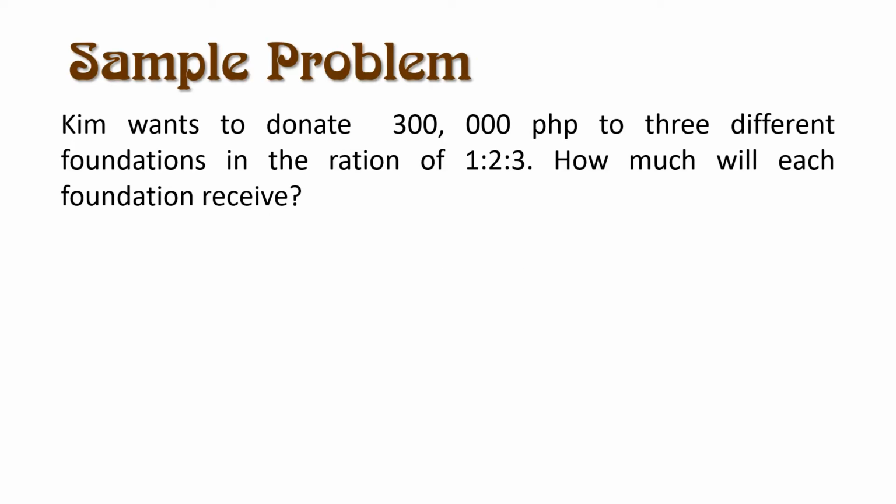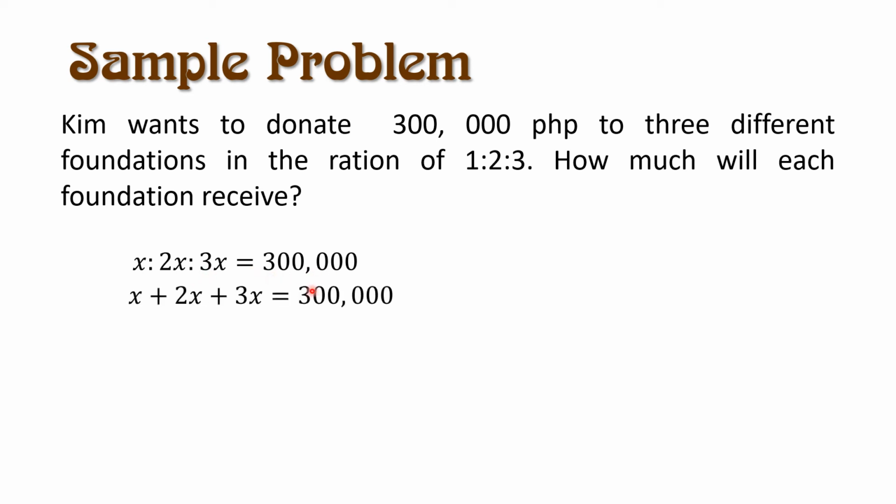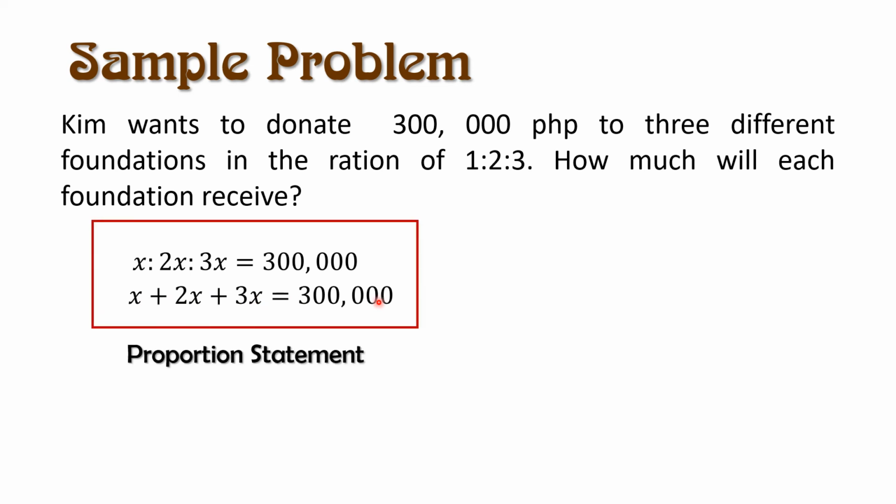Team wants to donate 300,000 pesos to 3 different foundations in the ratio of 1:2:3. The question is, how much will each foundation receive? So we can do this. Okay, we can write the ratio as X is to 2X is to 3X equals 300,000. And then with that, we can do this: X plus 2X plus 3X equals 300,000. So this is now the equation for the proportion statement.